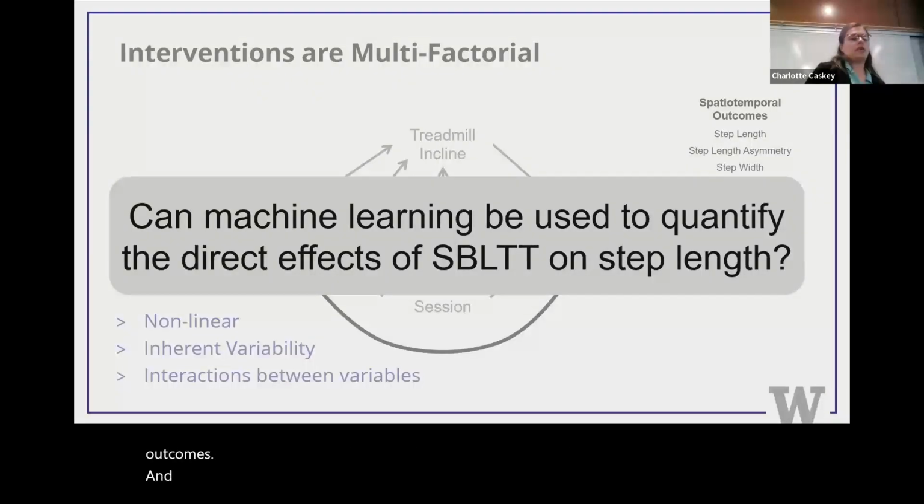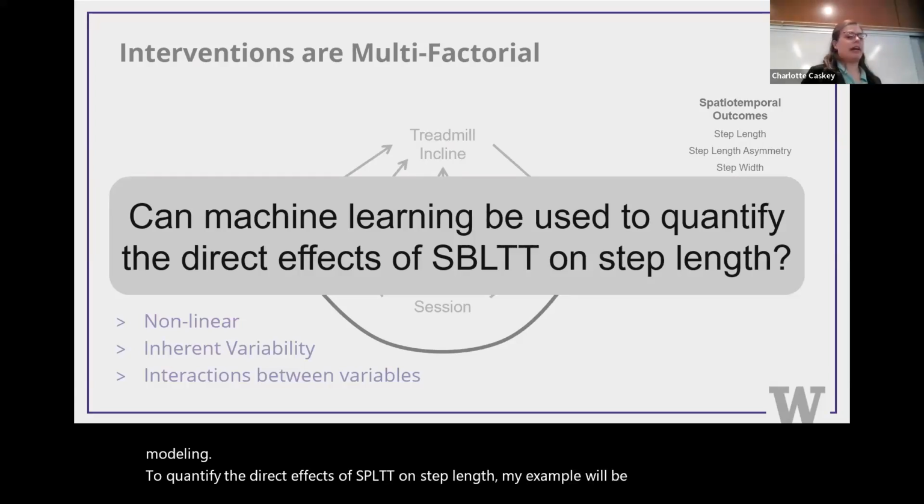And so this aim is focused on understanding if we can use machine learning and causal modeling to quantify the direct effects of SPLTT on step length. My example will be SPLTT on step length, but with the idea that we could apply this to several rehab paradigms.